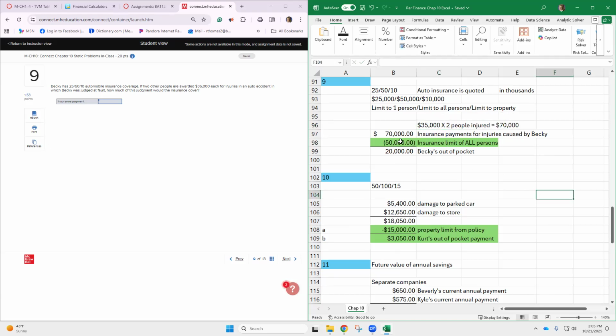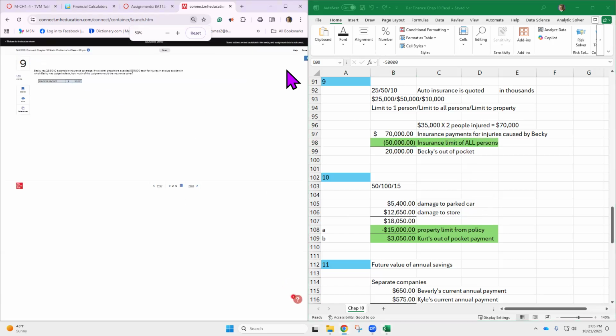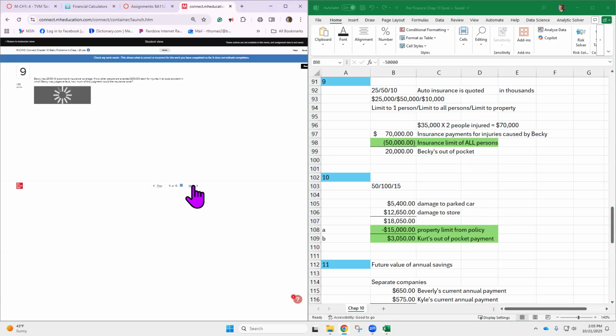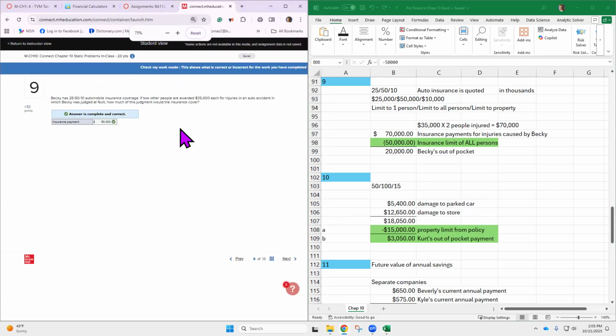Okay. So the limit for all people, if it's more than one, is going to be 50,000. That's the payment. So the payment will be 50,000, but Becky's out of pocket, if they would have asked, is actually 20,000. Okay, just a second here. We will double check my answer. Make sure I'm on the right track.